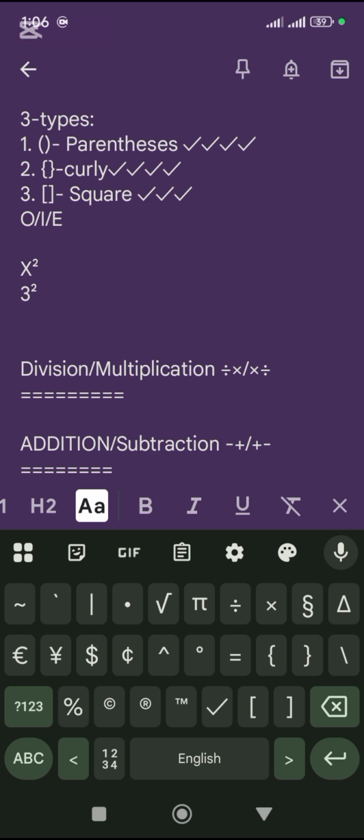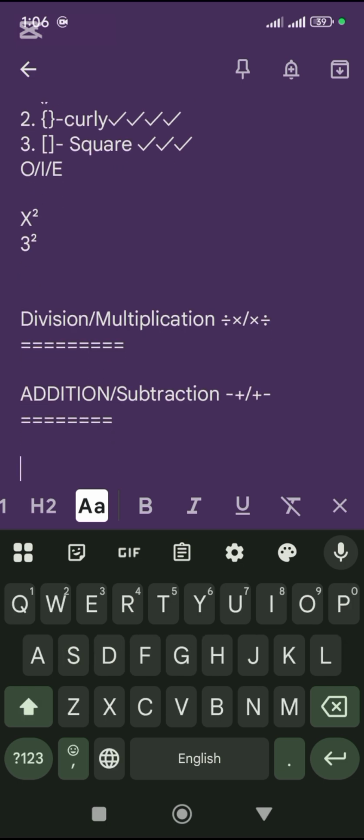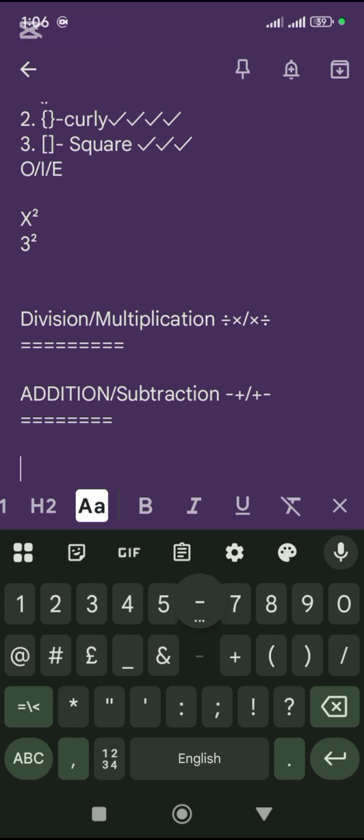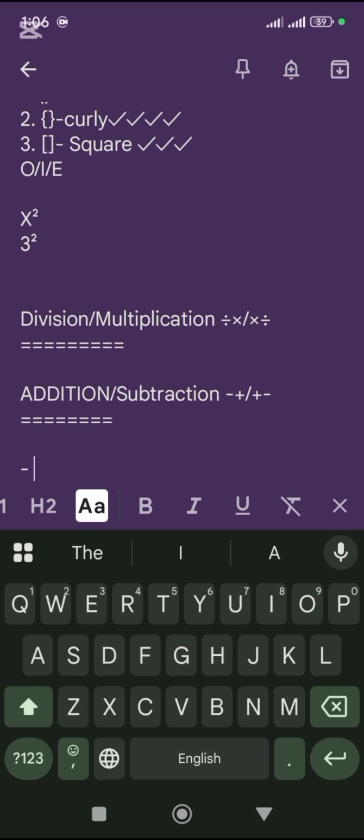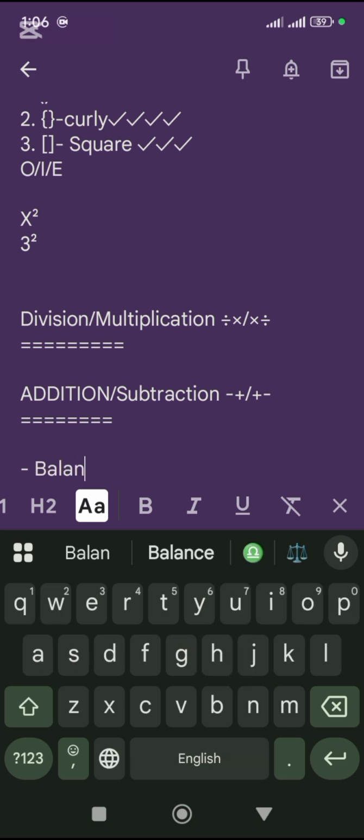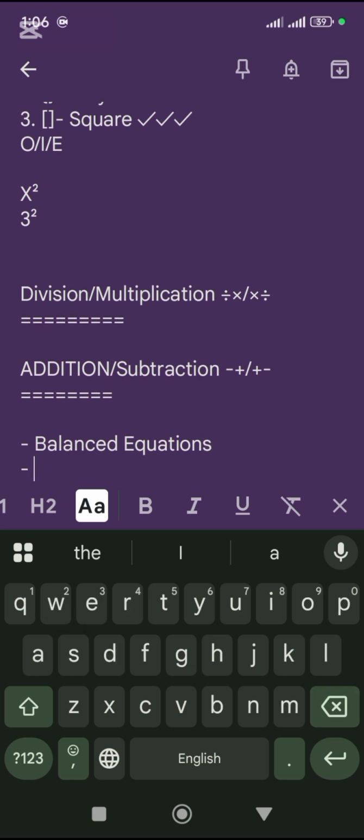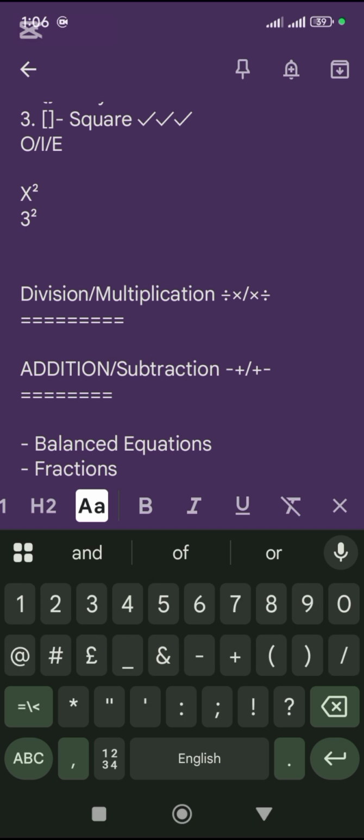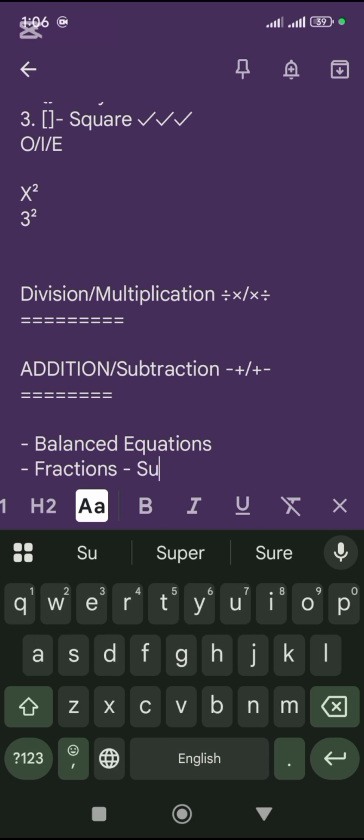Now, where would you find or use BODMAS, BIDMAS, PEMDAS? You will use them in balanced equations. You will use that also in fractions, which usually leads to simplification.